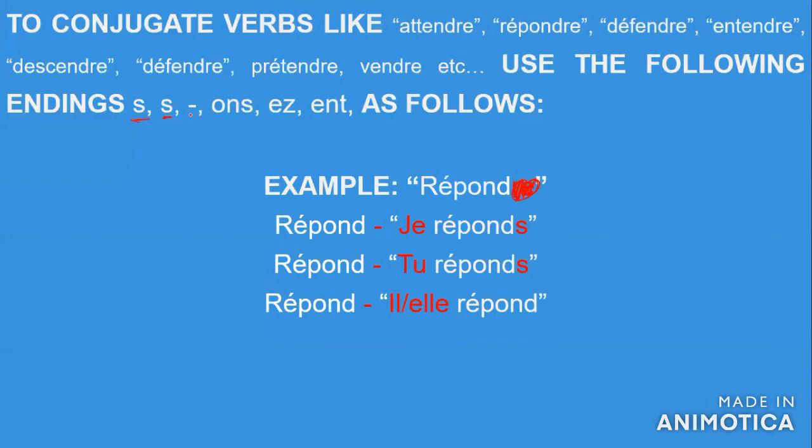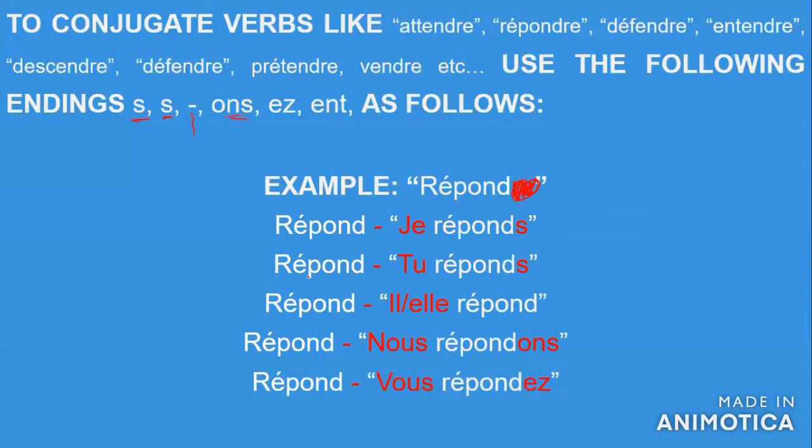Then now, il, elle répond. Remember, we didn't have anything for this, that's why we keep it that way. Okay? Then, nous répondons. You have répond and you add ONS on it. That's why we have répondons. Then, vous répondez, the same exact thing. Ils répondent, elles répondent. Easy, okay?